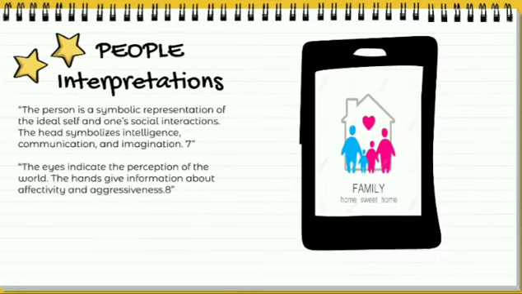People. The person is a symbolic representation of the ideal self in one's social interactions. The head symbolizes intelligence, communication, and imagination. The eyes indicate the perception of the world, and the hands give information about affectivity and aggressiveness. Observations about where the person is placed on the page and the amount of detail shown in the drawing carry significant interpretations, as do the parts that are shown.